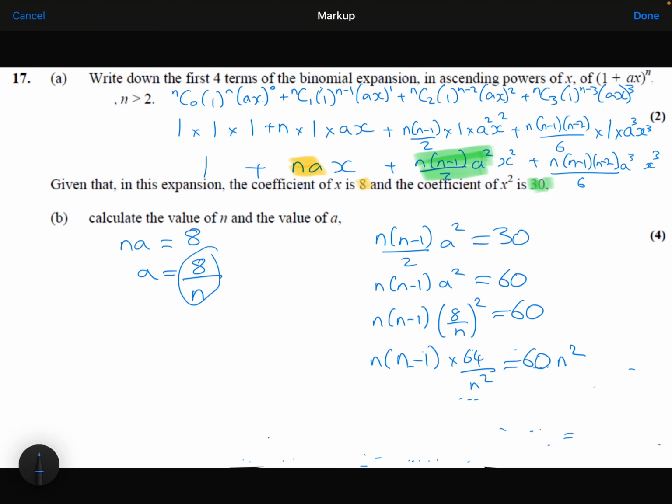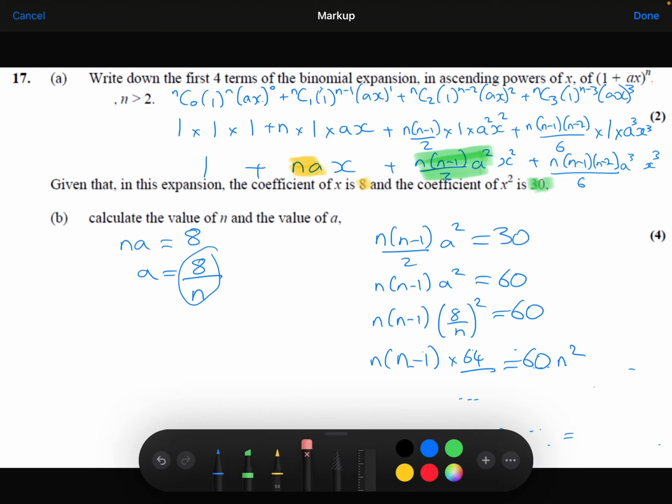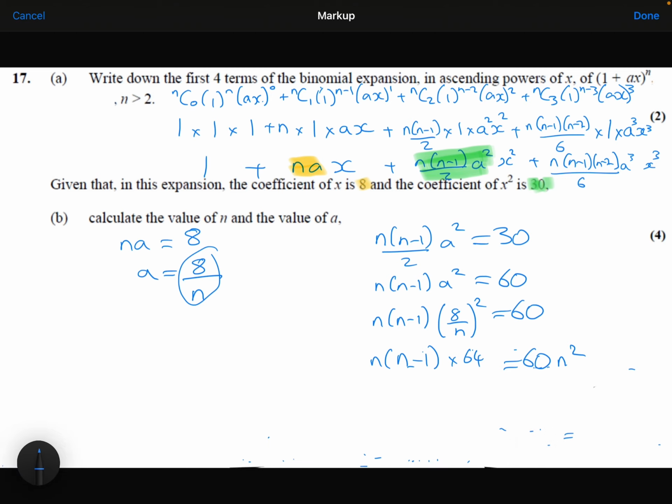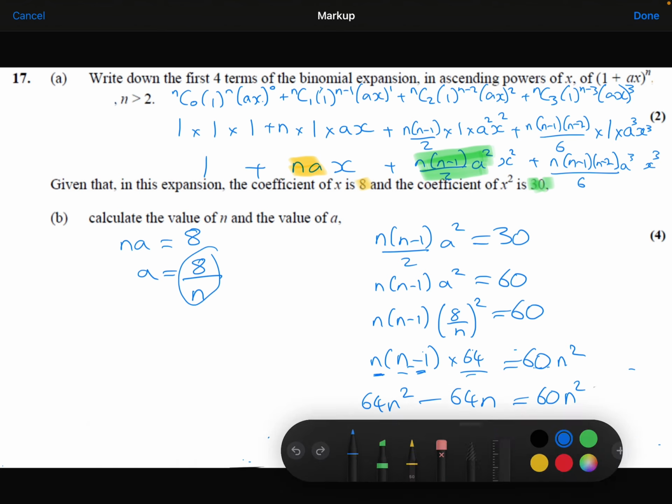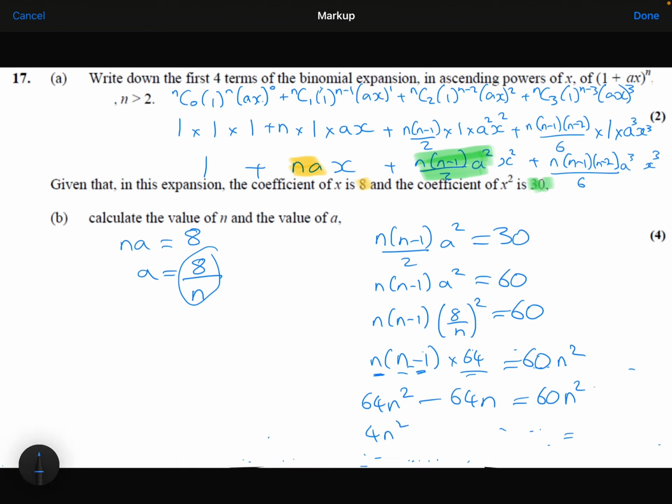Times both sides by n squared to get rid of that fraction. Let me expand out these brackets now. So I've got n squared times 64, and then n times minus 1 times 64. I'm going to move the n squareds all over to one side. So I get 4n squared minus 64n equals 0.